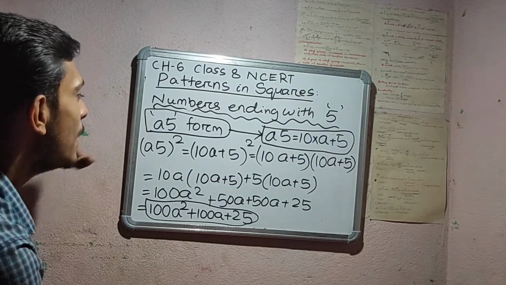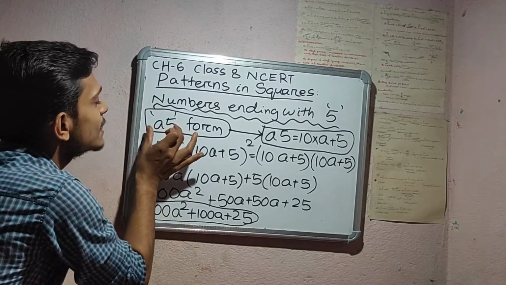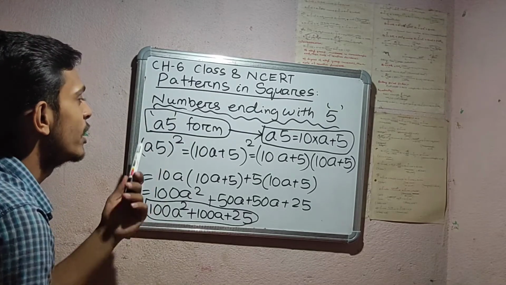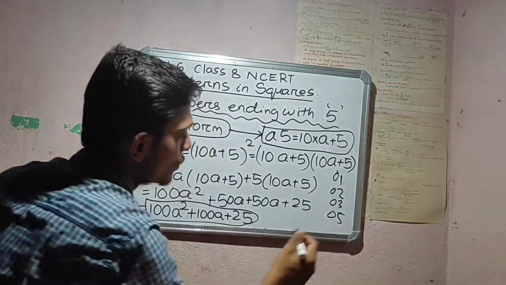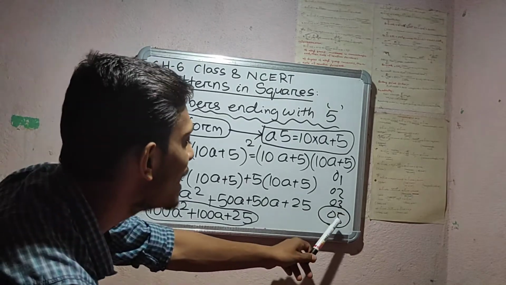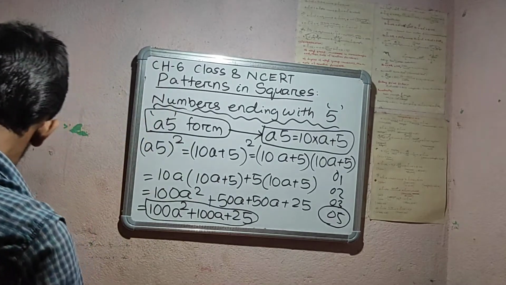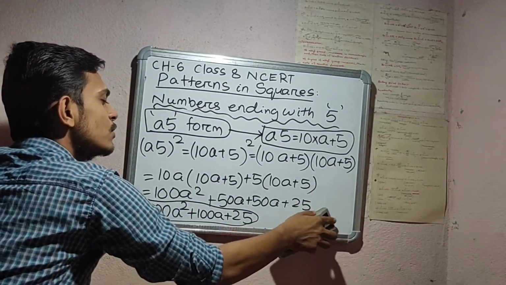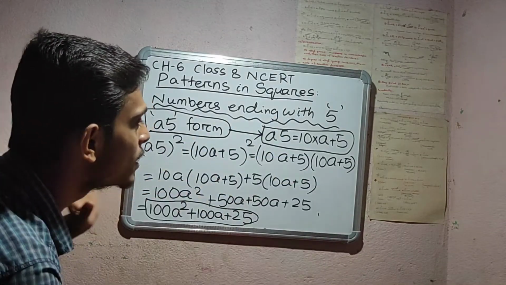So this is the A5 form. It means this is a two-digit number. It may be a one-digit number when A equals 0. When A equals 0, that is 05, only one number is there. For the one-digit number 5, the value of A becomes 0. Then we find the value of A as 1, 2, 3, 4, 5, etc. So this is the form of a two-digit number.